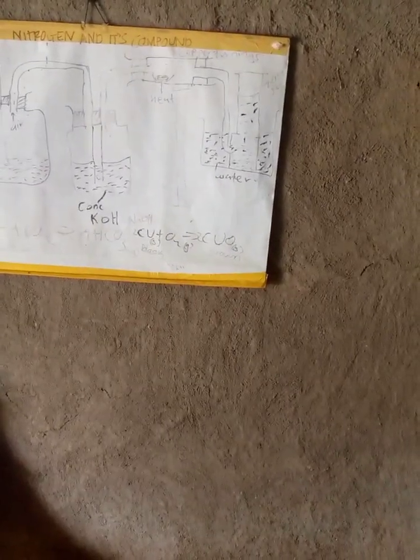Chemical properties of nitrogen. One, it does not support combustion and it is not poisonous. Another chemical property, it reacts with hydrogen when heated to form ammonia gas. That is a simple equation you can write: nitrogen plus hydrogen to form ammonia gas.